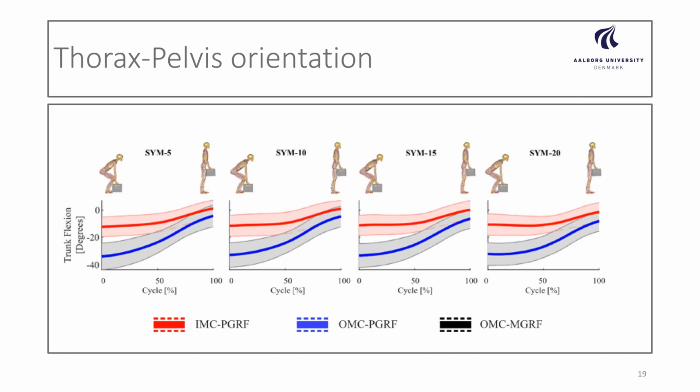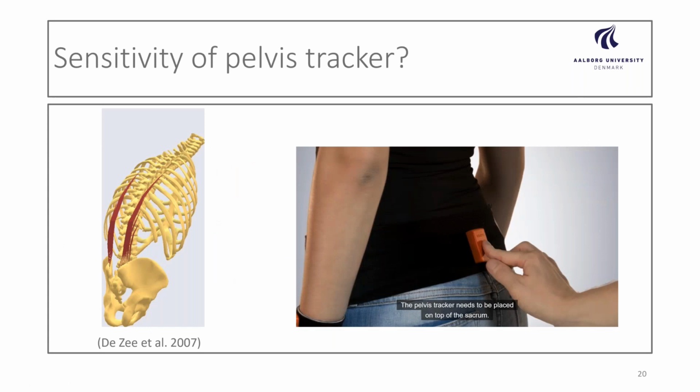So the last finding and the last parameter I want to highlight here in this presentation is the pelvis thorax orientation. So it's basically the trunk flexion. And as you can see here, there seems to be quite a big difference between the red line, the inertial motion capture model, and the blue, which is also the black because it's the same kinematic input. And this may be one of the reasons why we see these differences in, for example, the anterior posterior shear forces. And it may be related to the fact that the spine is a very complex structure.